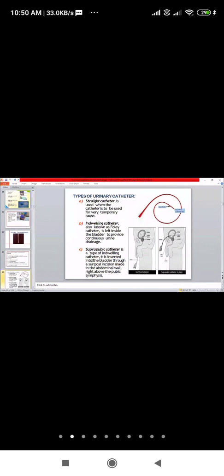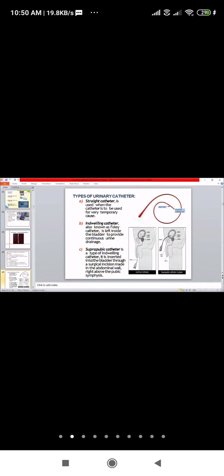There are different types of urinary catheter. One is the straight catheter, which is used when the catheter is needed for a very temporary cause. Coming to the indwelling catheter, this is also known as the Foley's catheter, which is left inside the bladder to provide continuous urine drainage. The other one is the suprapubic catheter. This is a type of indwelling catheter.